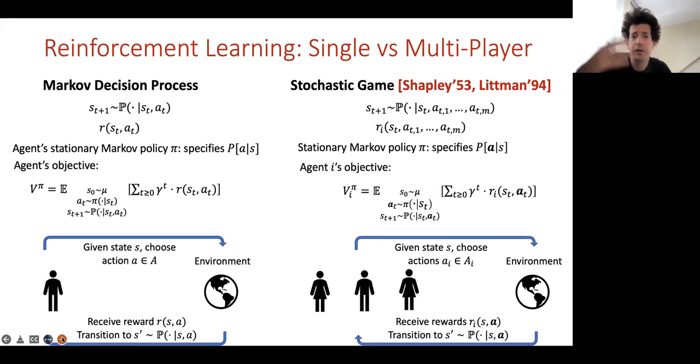And similarly to before, agent I is interested in their own long-term reward, which is sampled in the same way. You start at some state, everybody samples their actions according to the policy. Again, it could be a stationary Markov policy or something else. So we're going to be focusing on stationary Markov policies. And it could be a correlated product, and again, many variants there as well. But what people are interested in is long-term reward. I will dive deeper into stochastic games, but I think most of the details are here.